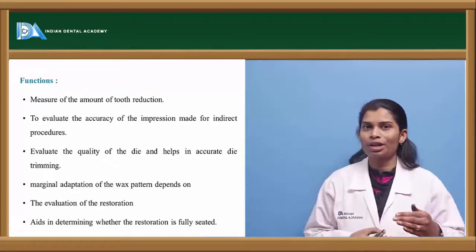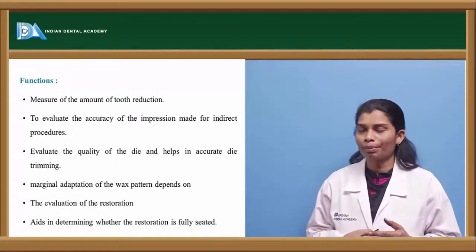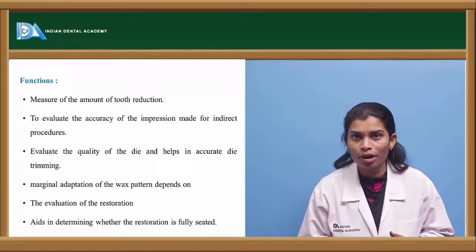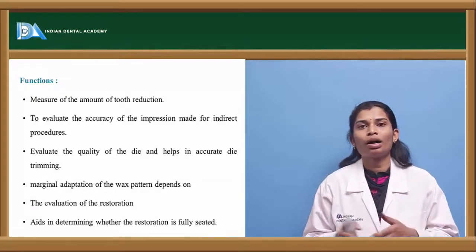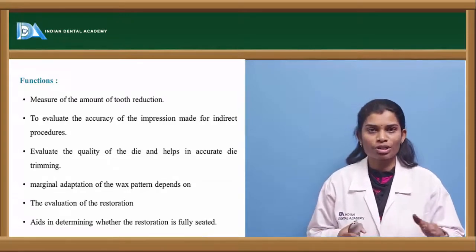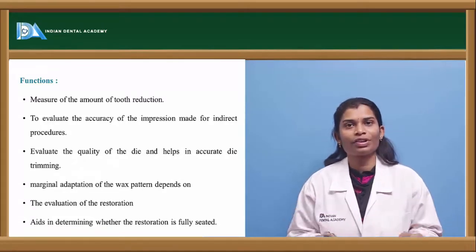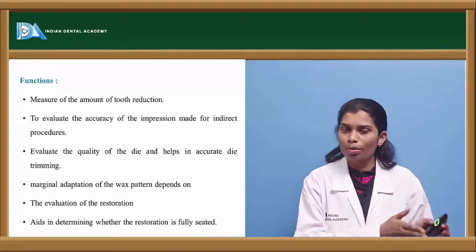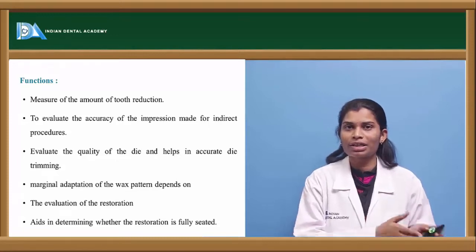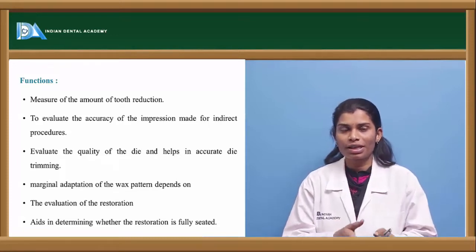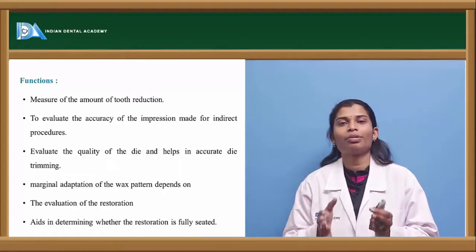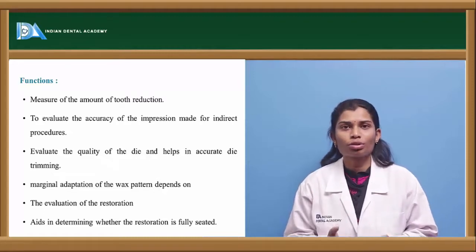So that is how it will guide you in order to have a proper impression. And once the impression is proper, once you get the working cast, in such case you have to evaluate the finish line. So once you give a proper finish line clinically, and once it is duplicated in your impression, then the same thing is duplicated in the cast. It will be very easy for the lab person to work on it.